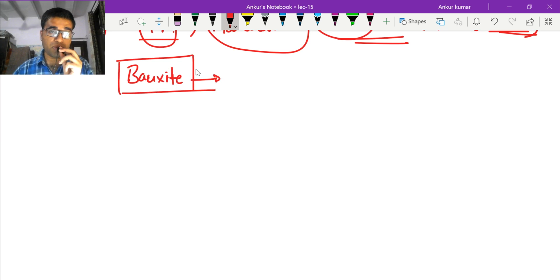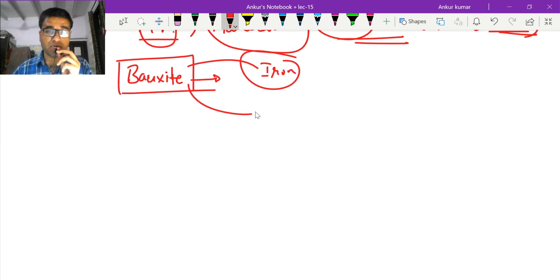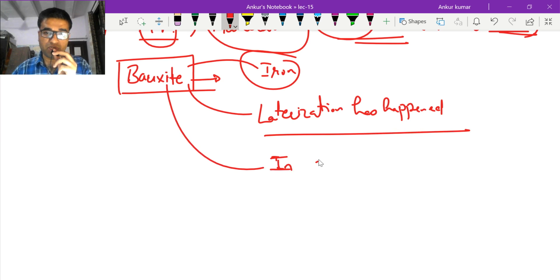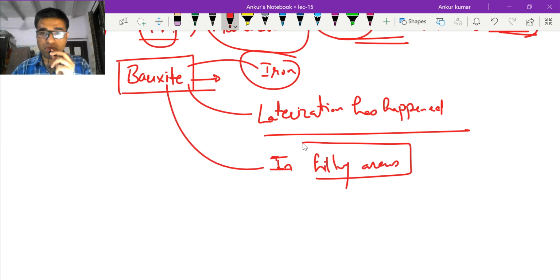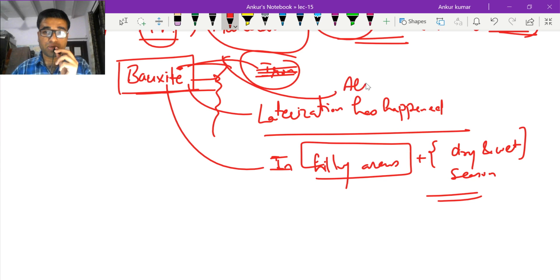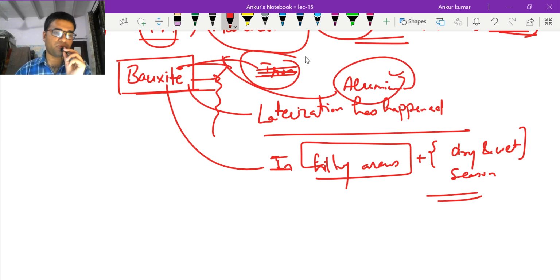Now everyone knows that bauxite is used for making the iron, and bauxite is found in the areas where strong laterization has happened. The laterization happens mostly in the hilly areas, okay, which experience alternate wet and dry season. Okay, so this is basic about bauxite, but it's the process of converting the bauxite into, sorry, not iron, aluminium. The process of converting bauxite into aluminium we will discuss in the industry topic. Okay, so this is the basic about the bauxite.